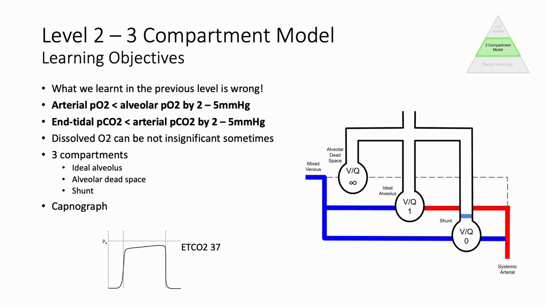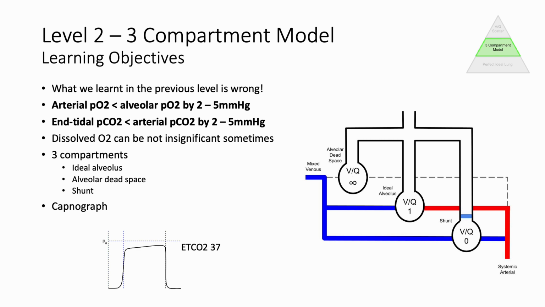All of those key points are wrong. Arterial PO2 is not equal to alveolar PO2, it's usually slightly lower. And end-tidal CO2 is not equal to arterial CO2, it's also usually slightly lower. And dissolved oxygen is very significant when we're looking at the response of shunt to supplemental oxygen.